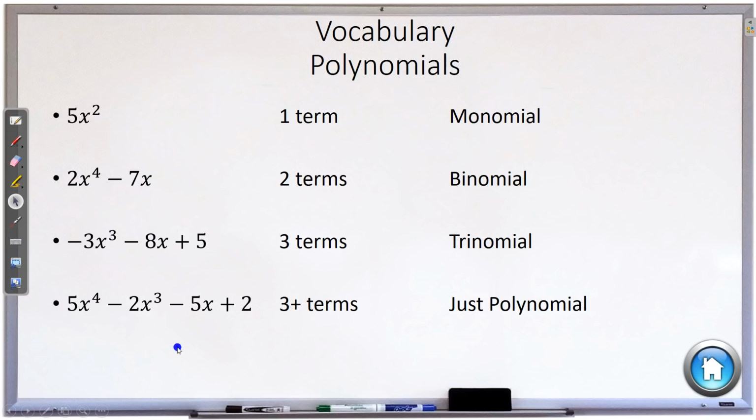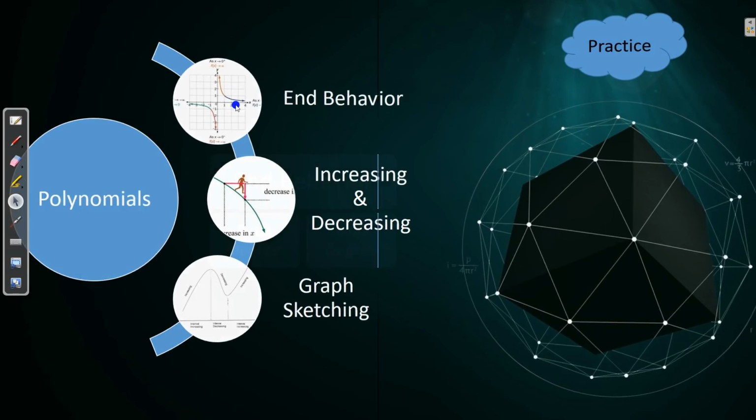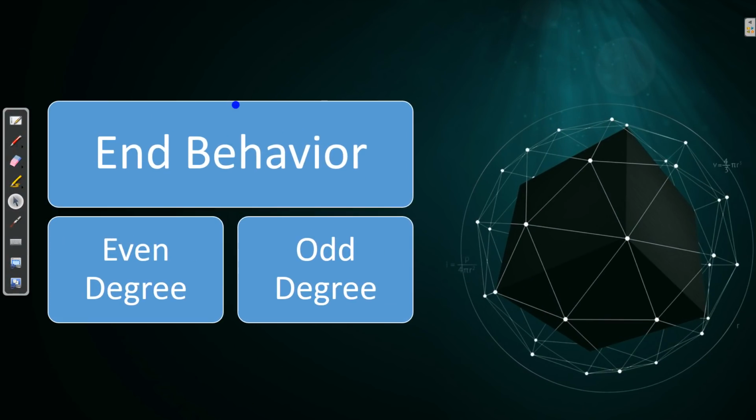And so we're going to look at the characteristics of what would happen when you graph these, and how we can look at those characteristics in their equations. The first characteristic that we're going to look at is end behavior. Now, end behavior has two different categories. There is a certain type of end behavior if your polynomial has an even degree, and there's a certain end behavior if you have an odd degree.